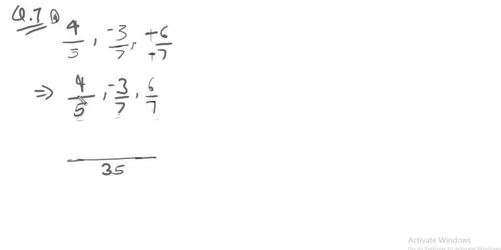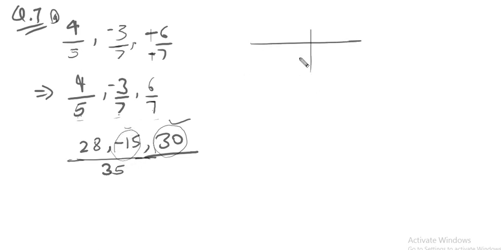5 7s are 35, 7 4s are 28, and the second one is 7 5s are 35 and 5 3s are 15, minus 15. Then the third one is 7 5s are 35, 5 6s are 30. So this one is the greatest number, and you see this is the lowest number. Why 15 minus? You have to see minus as well.